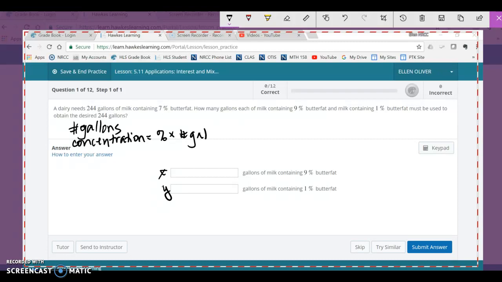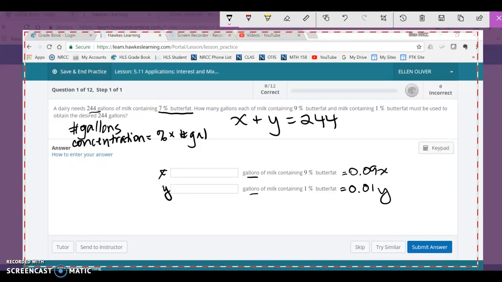So a dairy needs a total of 244 gallons. So there's one, this is gallons and gallons. So there's one equation right there: X plus Y has to add up to 244. Well, the concentration of the X is 9%, so that's going to be 0.09 times X. And this guy's going to be 0.01 times Y is his concentration. So we want that 244 gallons to have 7% butterfat. So our 0.09X plus 0.01Y has to equal 0.07 times our total gallons.